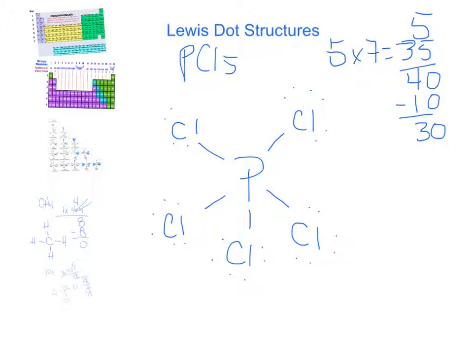And so that's 5 times 6 is 30. So minus 30 is 0. So that's it. Now phosphorus has 1, 2, 3, 4, 5 bonds. 5 times 2 is 10. This is an example of an expanded octet. But given this, this is how you would set up that Lewis dot structure. And mathematically that works out.